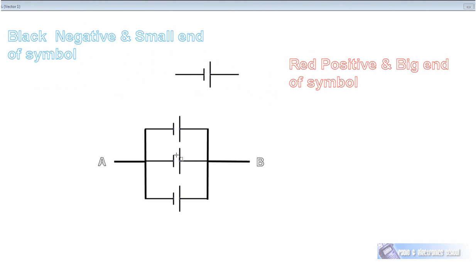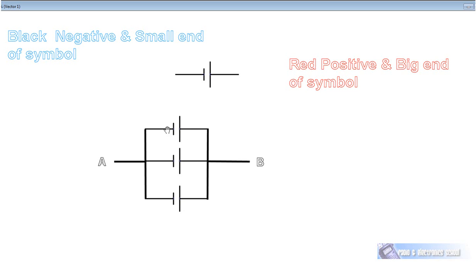We can also connect cells in parallel. These cells are connected in parallel because all of the positive terminals are connected together. Remember, the positive terminal is the long terminal, and all of the positive terminals are joined together, and all of the negative terminals are joined together. When we do that, we increase the capacity of the cell to deliver current.